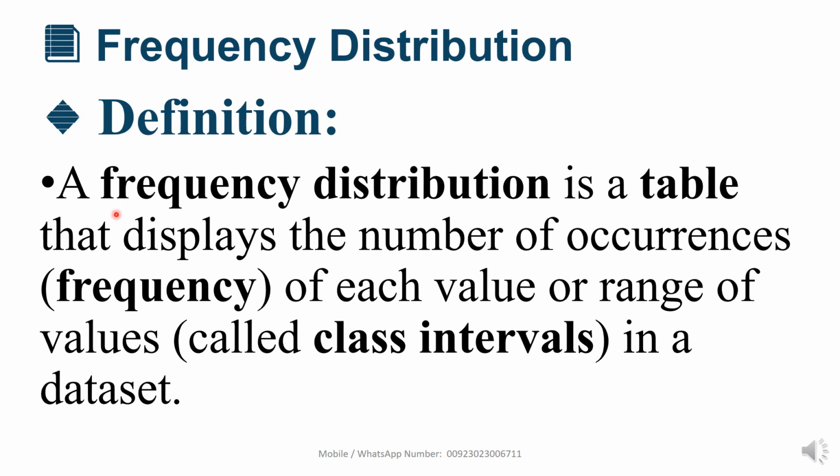Definition. A frequency distribution is a table that displays the number of occurrences, the frequency, of each value or range of values, or class intervals, in a data set.